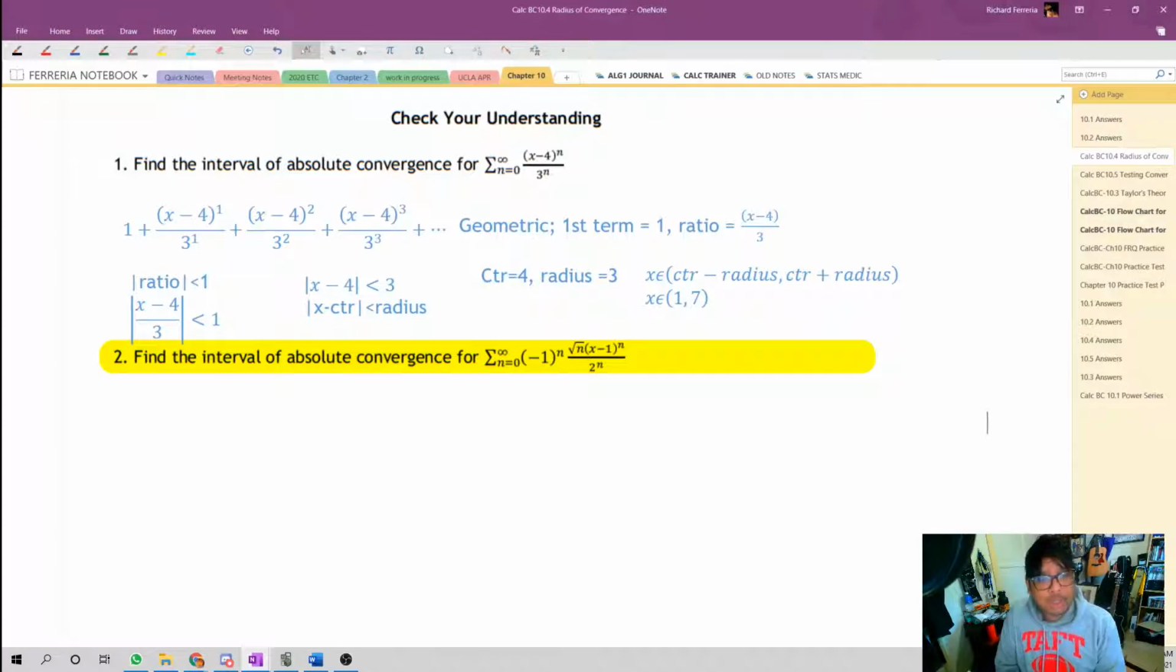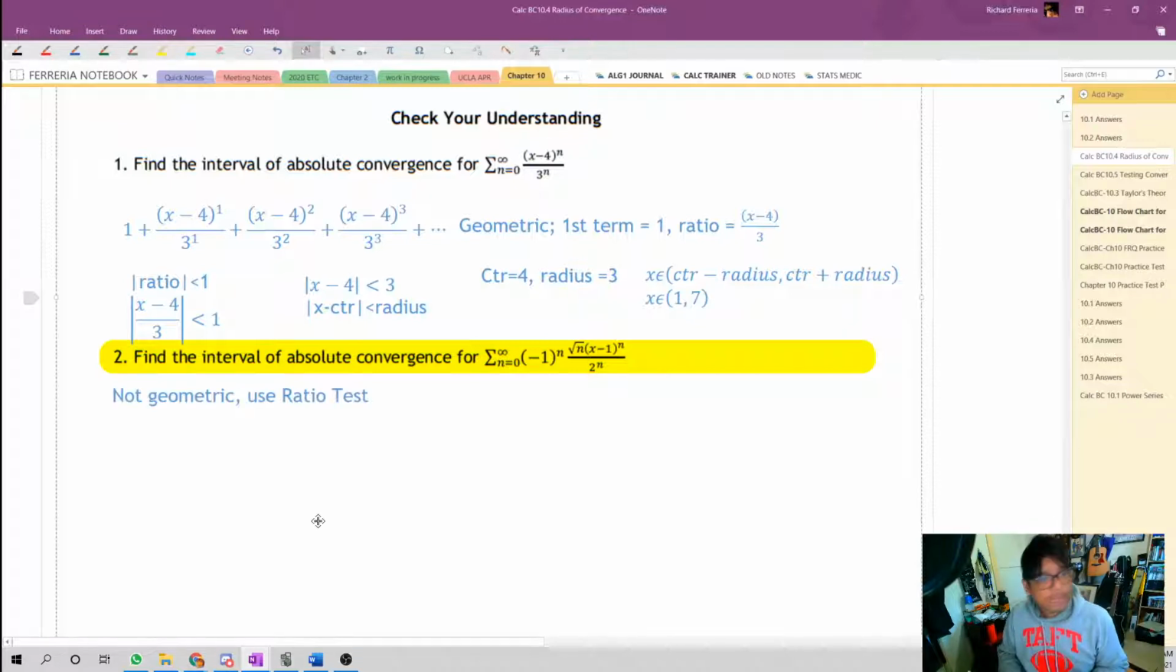Now I'm going to kind of shortcut things here for you and say that this is not a geometric series. And the thing that tells me this is not a geometric series is I've got an n here, that square root of n is not a part of the exponent. So as soon as you see an n that's not part of an exponent, you kind of know that this isn't going to be geometric. Not geometric, so we have to use the ratio test.